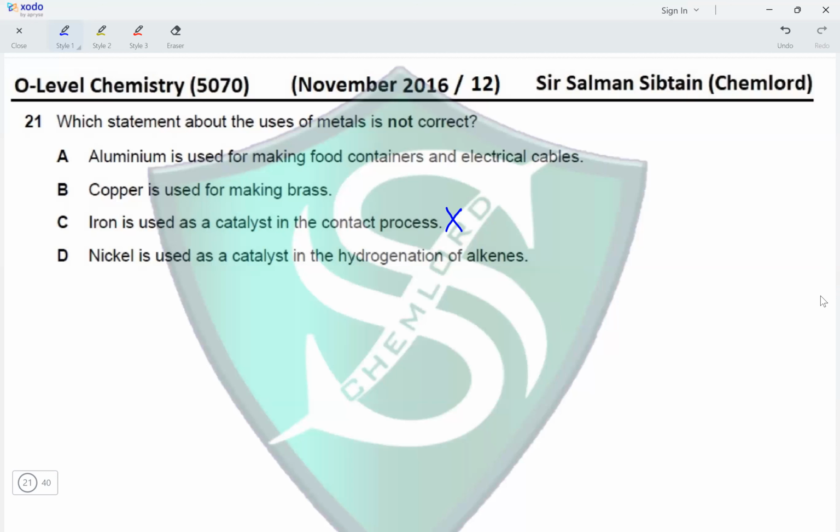So we were supposed to select the one that is incorrect. So iron is not used as a catalyst in the contact process. V2O5 is used as a catalyst, making option C the correct option for this question.